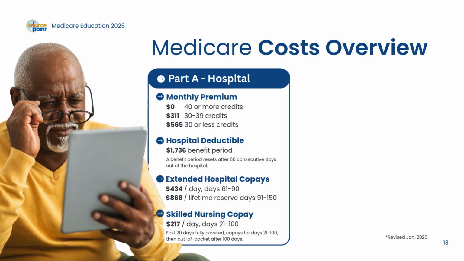This period begins on the day you're admitted and ends once you've been out of the hospital for more than 60 days. If you're discharged and then readmitted after a gap of 60 days, a new benefit period begins, and you'll have to pay the deductible again.